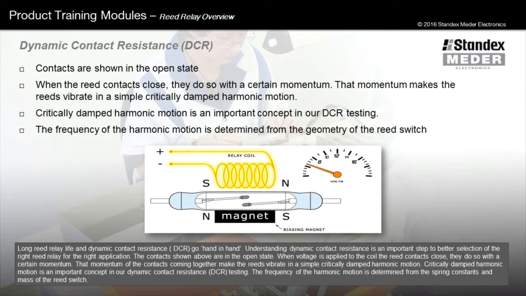The contacts shown above are in the open state. When voltage is applied to the coil, the reed contacts close. They do so with a certain momentum. That momentum of the contacts coming together makes the reeds vibrate in a simple critically damped harmonic motion. Critically damped harmonic motion is an important concept in our dynamic contact resistance testing. The frequency of the harmonic motion is determined from the spring constants and mass of the reed switch.